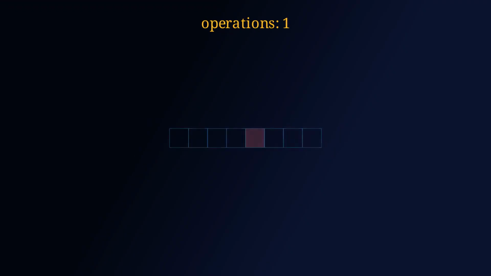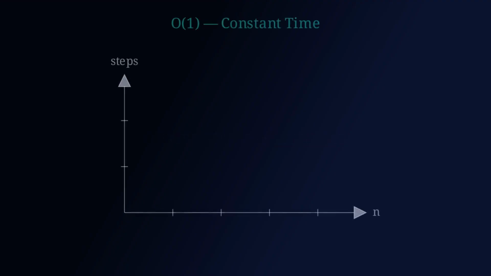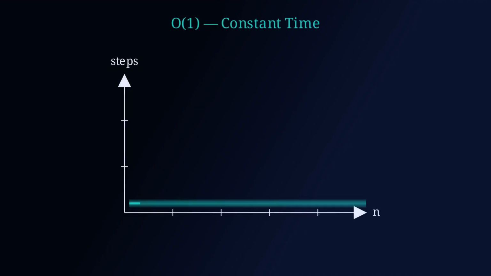Let's stress test it. Here's the array with 8 elements, and the counter reads 1 operation. Now I double it to 16 elements. The counter still reads 1, double again to 32, and it's still 1. That's the dream. Constant time is the flat line on our graph, the runner who stands still and always wins as n grows. Hold on to that image because almost nothing else behaves this well.